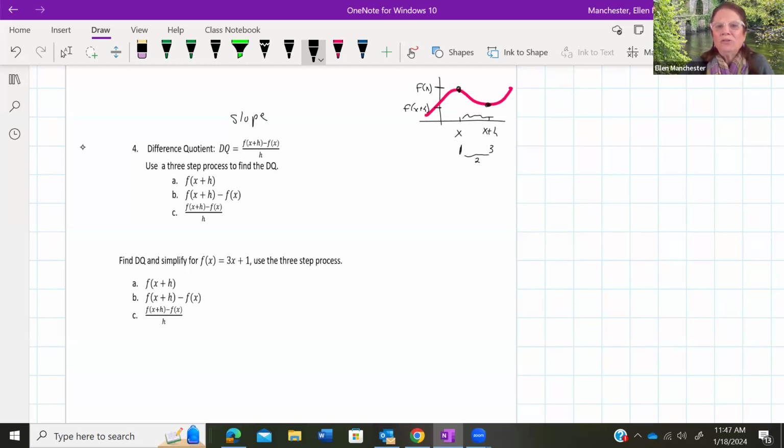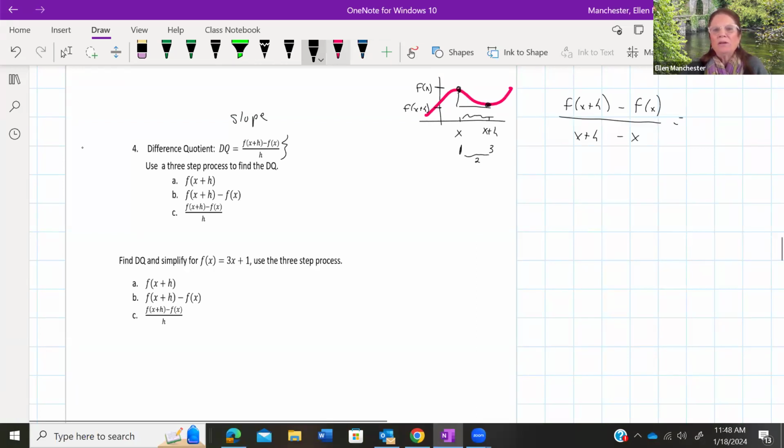Okay, so what you're doing is you're finding the slope. You're asking what's the slope between these two values. Well, that's where we get this: the y minus y over the x minus x. Well, if you notice down here on the bottom, your x's cancel each other. So that's why it's just f of x plus h minus f of x, all over h. And this is your difference quotient.